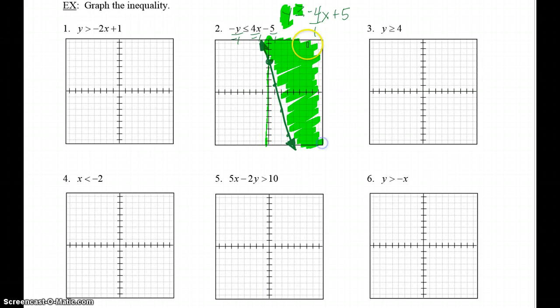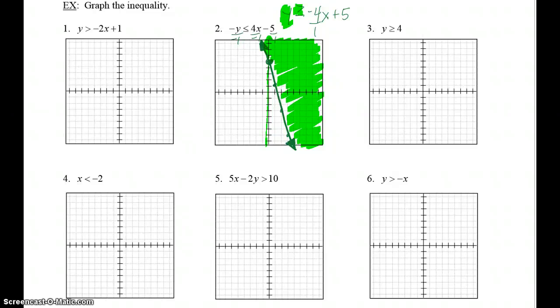Now that is one option for determining which direction to shade. You could also test a point on either side and determine if it's a solution or not. If it's a solution, then you shade that side. If it's not a solution, then you do not shade that side.